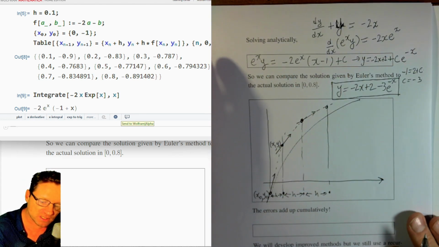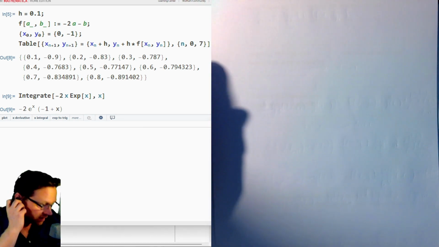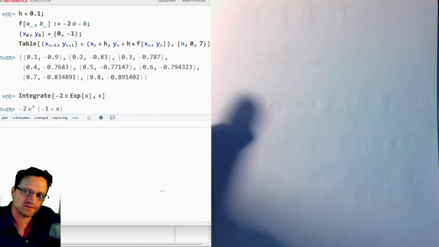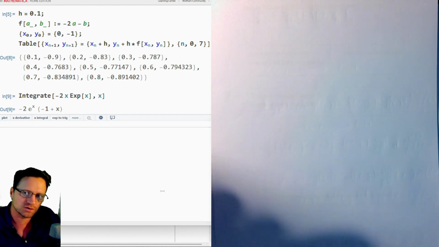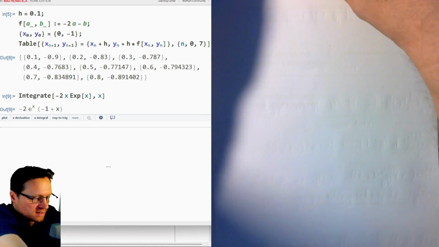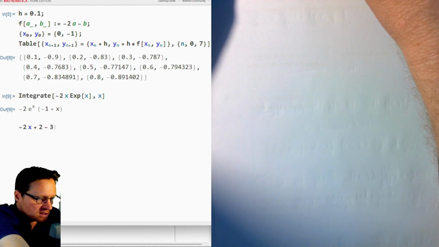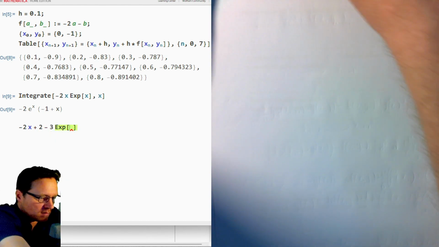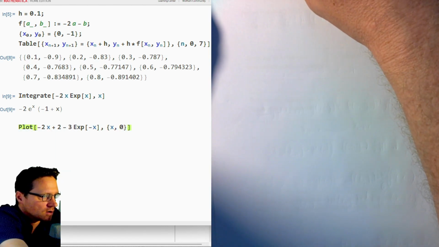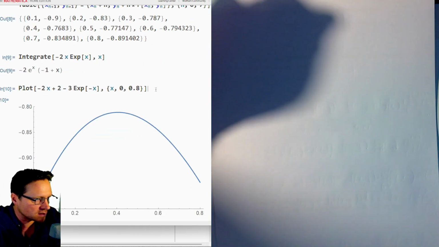So the errors add up cumulatively, is what this says down here. Okay, so before moving on, I'm just going to plot the function that we got analytically together with the data we got, just to show you an exact Mathematica plot of this situation. So what we have then is minus 2x plus 2 minus 3 e to the power of minus x. So we'll plot this as x goes from 0 to 0.8. Have a look at that. Okay, so something like that.